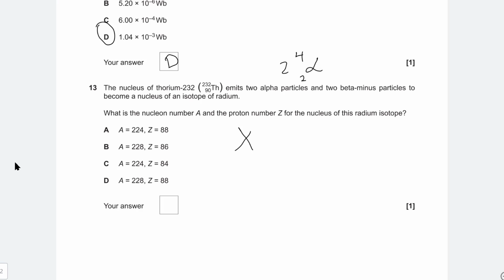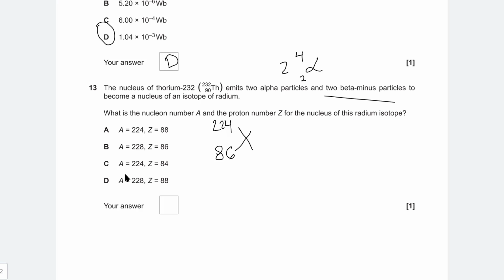So this number here will be 232, take away 8, what is that, 224. Now what we have down here is going to be 90, take away 2 times 2, which is going to give me 86. Now then, following that, we have beta minus decay.